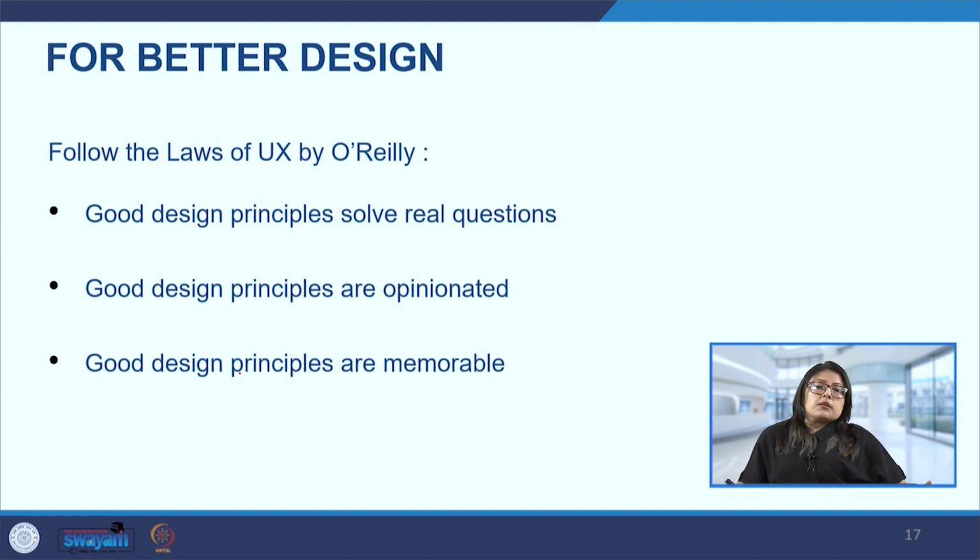So keeping these three points in mind, the experience of the user can be greatly enhanced, and it becomes a positive experience and a rich experience for the design team as well.